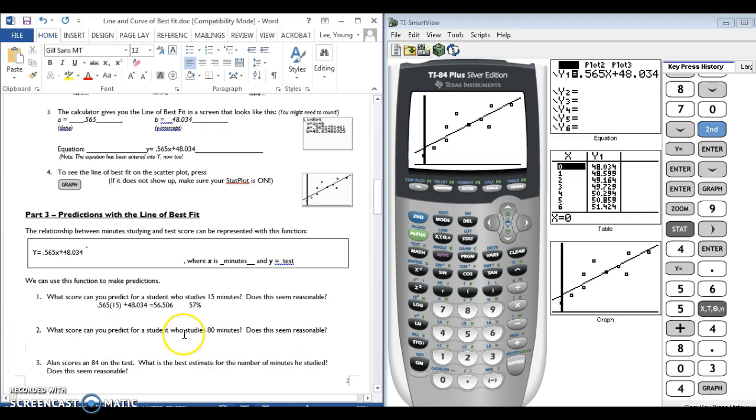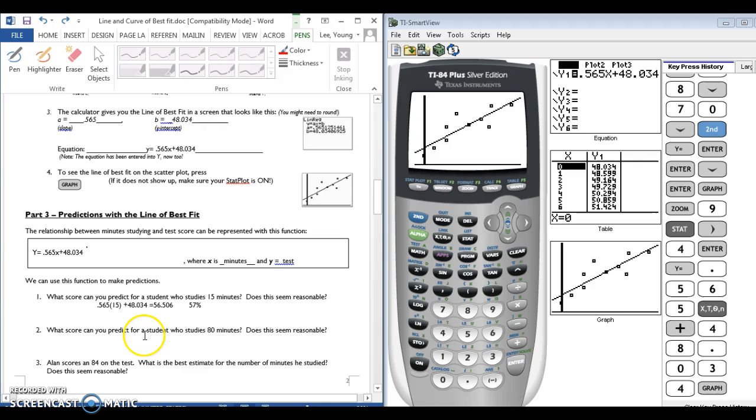What score can you predict for a student who studied 80 minutes? So what do I need to do? You just replace x with 80. Can you pause the video and figure that out, please? Okay, so your answer should be 93.234, which is about 93%.